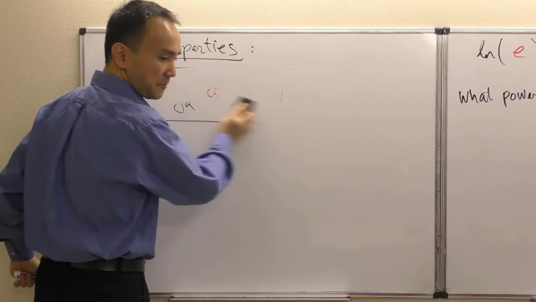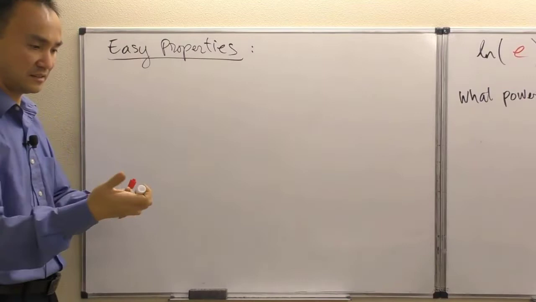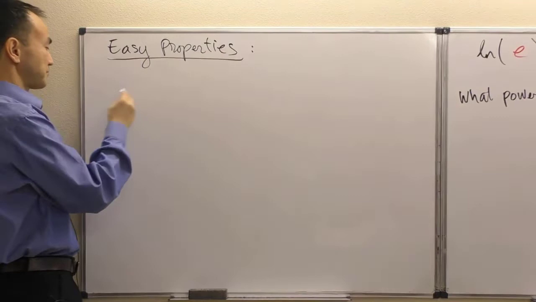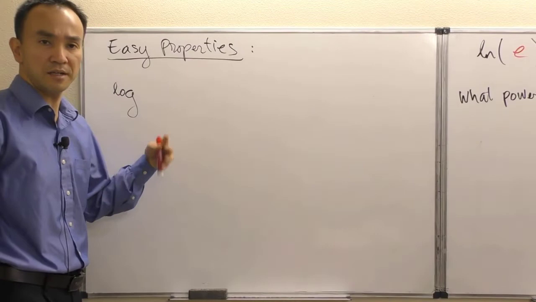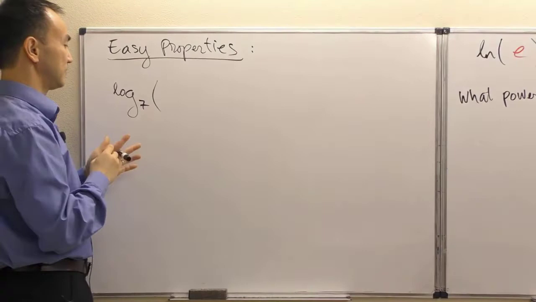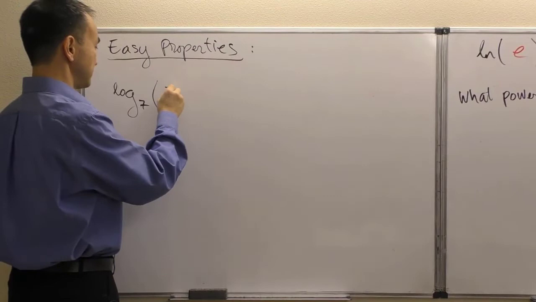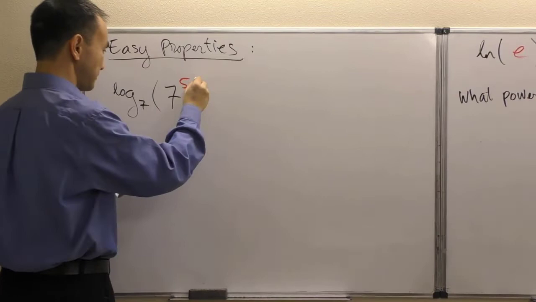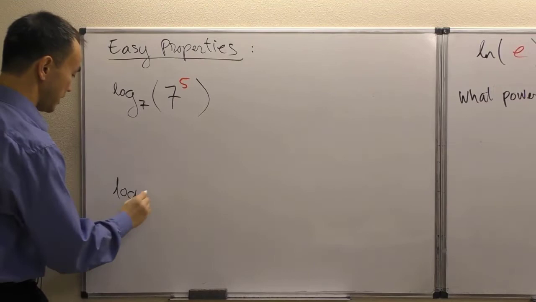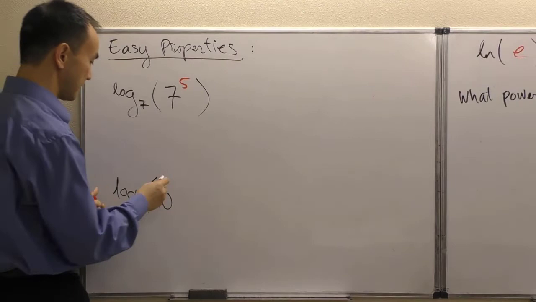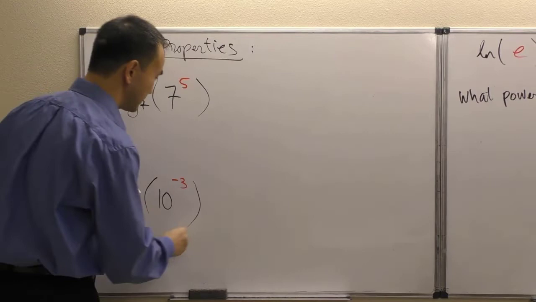Now let me demonstrate through a few ideas again. How about we pick a base, completely out of my own creativity: log base 7 of 7 to the fifth power. And then let's look at log base 10 of 10 to the negative 3 power. And then we can look at another one right here.